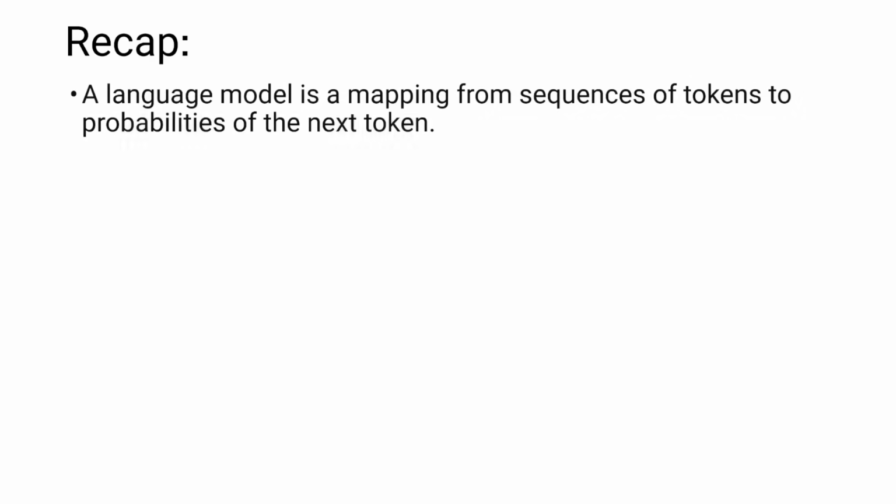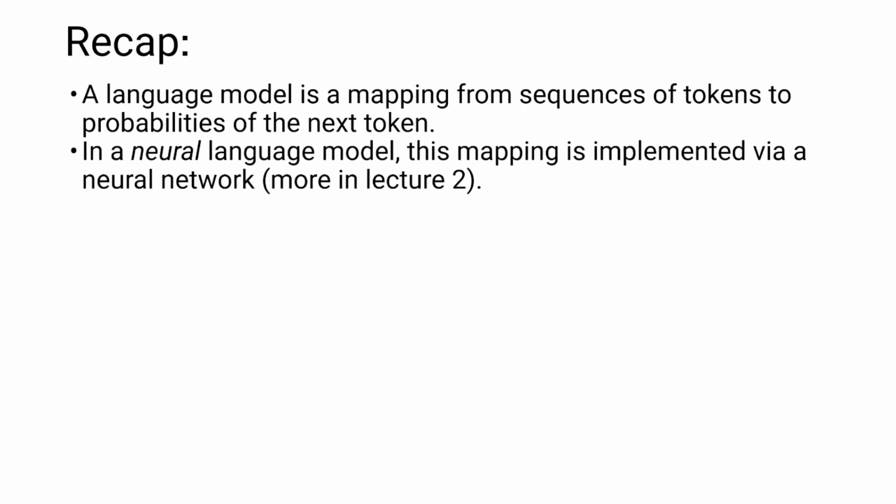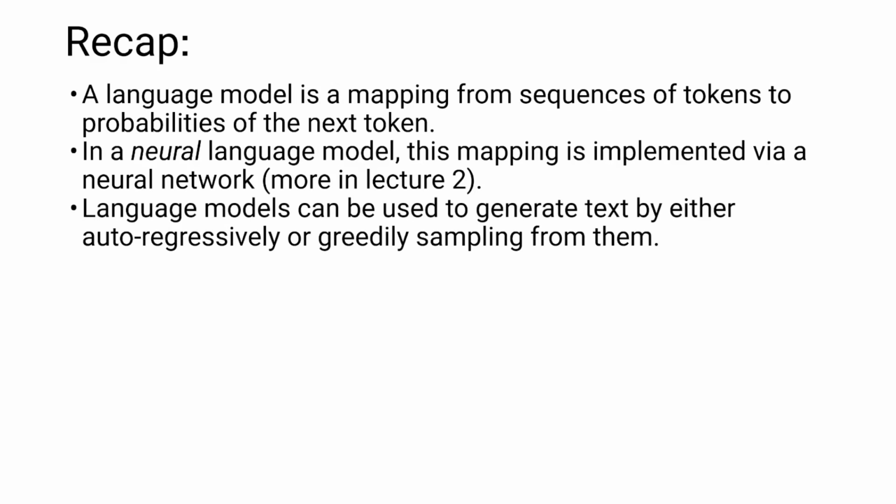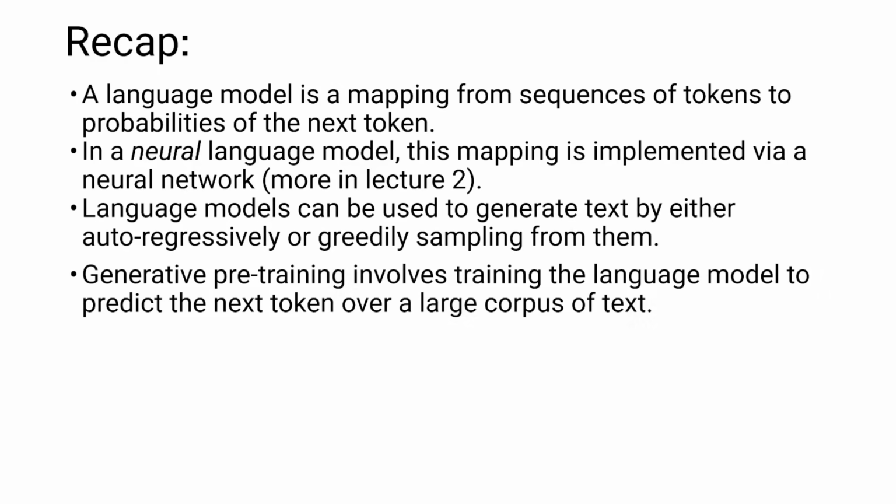Great, okay. Let's recap what we covered today. A language model is a mapping from sequences of tokens to probabilities over next tokens. A neural language model is a mapping implemented by a neural network, and in the next lecture, on Wednesday, we'll cover what this neural network looks like. You can generate text using a language model by either autoregressively or greedily sampling from it. And a language model begins its life through a process called generative pre-training, which involves training a language model to predict the next token within a large corpus of text.